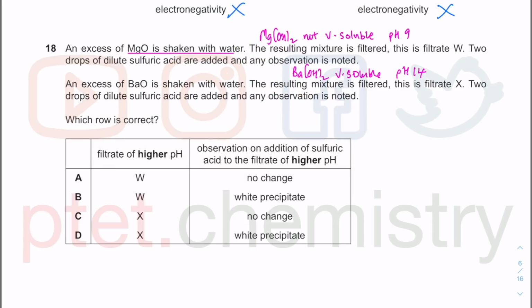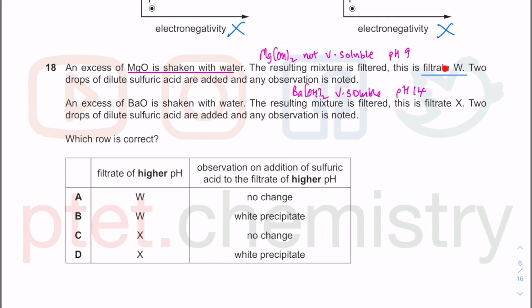So from the first one, the filtrate will have a little bit of... what am I doing? Let me do the second one first. The filtrate X there is definitely barium hydroxide, as that is completely soluble. That is called filtrate, the substance that passes through the filter paper.